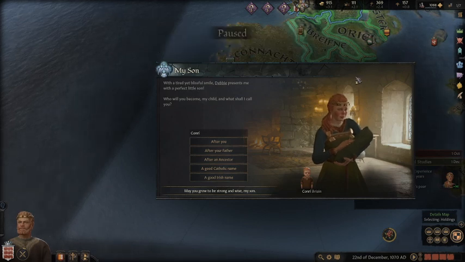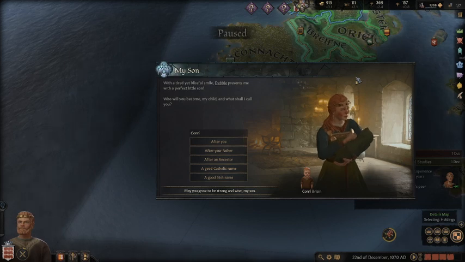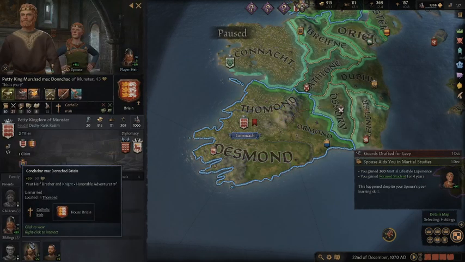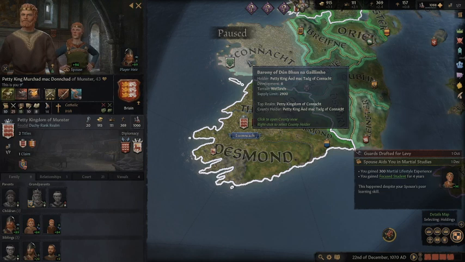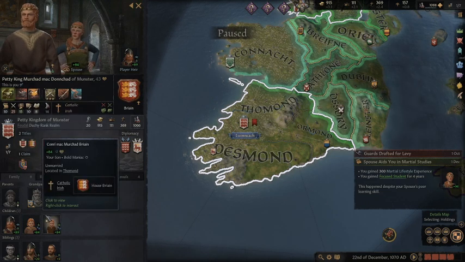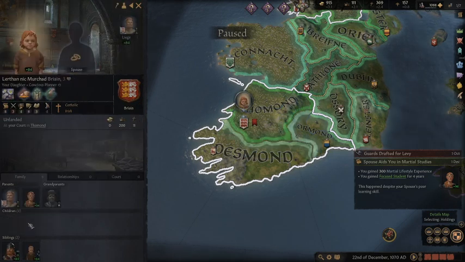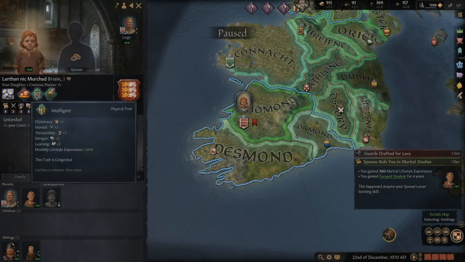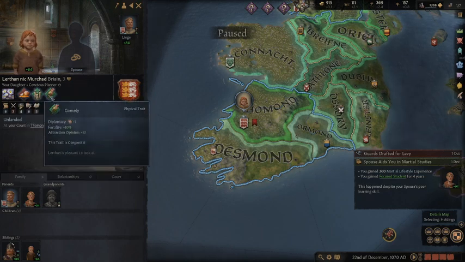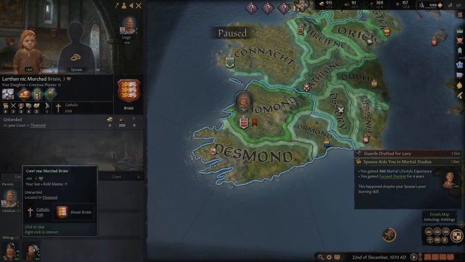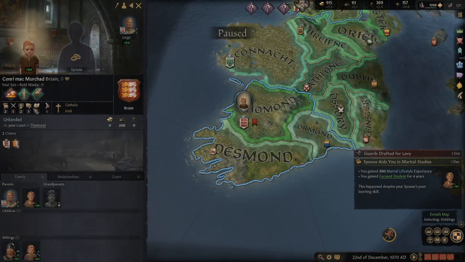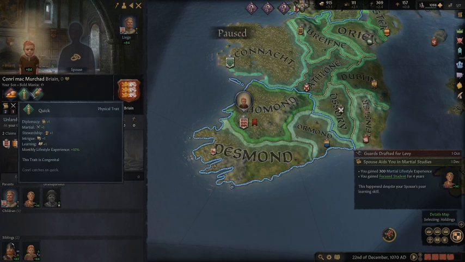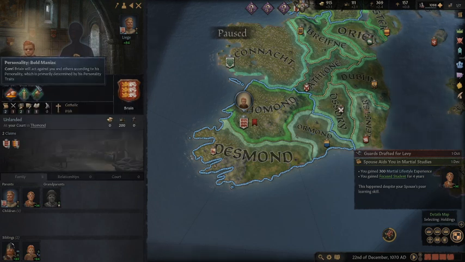With a tired yet blissful smile, Debbie presents me with a perfect little son, and Connery. You know, let's actually, since the mother has a lot of congenital traits, see if any of that has been passed down to my children. Okay, Lothan is feeble, but also intelligent and comely. And Connery is also feeble, only quick and comely. It's a bold maniac.